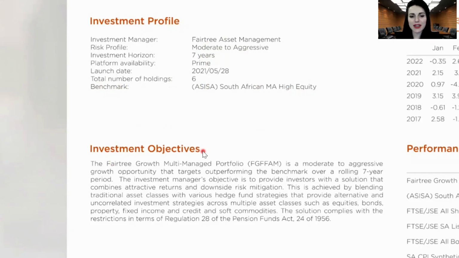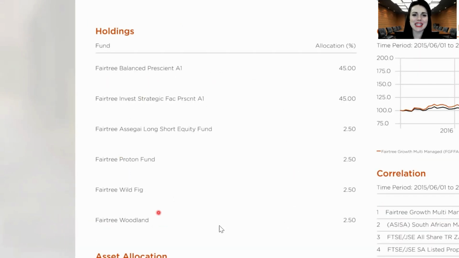If we look at the investment objective, you will once again see that we want to outperform over a rolling 7-year period, once again diversified across all major asset classes, but we are going to see the exposure of the hedge fund components just now when we look at the solution holdings. And you will of course see that this will comply with Regulation 28. You will remember Regulation 28 from the Pension Fund Act that gives prudent guidelines when it comes to investing retirement money. So yes, this absolutely can be used within a retirement annuity.